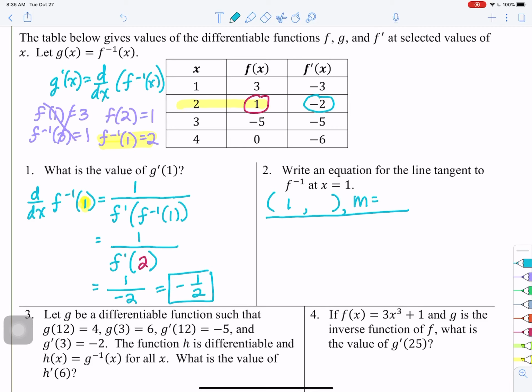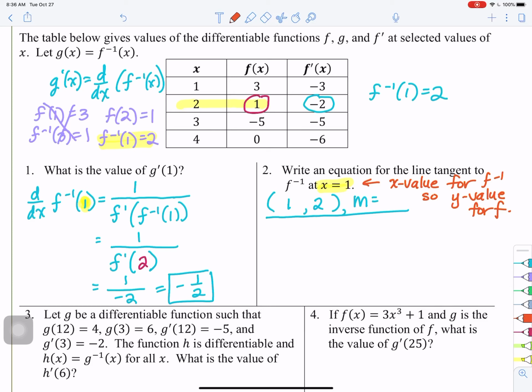So f inverse of 1, and we found that over here, that f inverse of 1 is equal to 2. So 2 is our y value. Now keep in mind, this is the x value. I'm even going to write that down. This is the x value for f inverse. So it's the y value for f. Okay? So that can be kind of confusing.